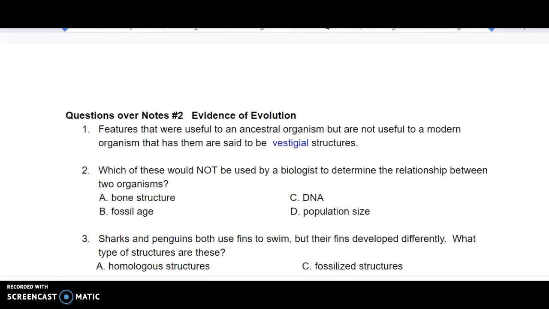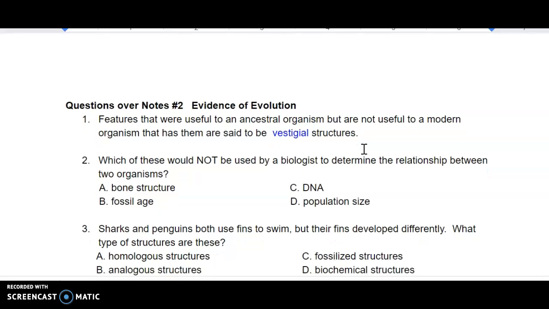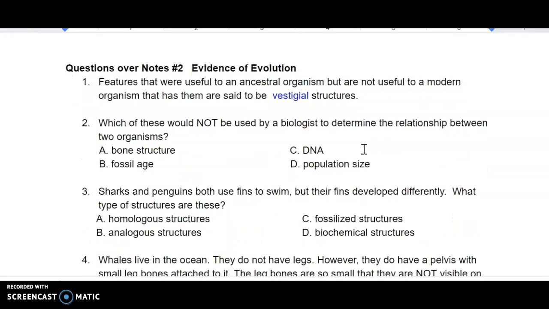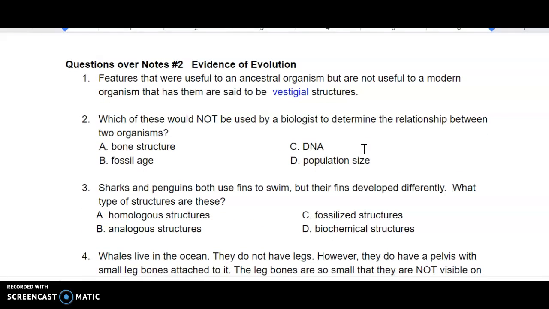We have questions to go with those. Number 1 says features that were useful to ancestral organisms but are not useful to modern organisms is said to be a vestigial structure. We were just talking about the appendix and the tailbone that were thought to be vestigial but might not really be. We are learning vestigial structures.